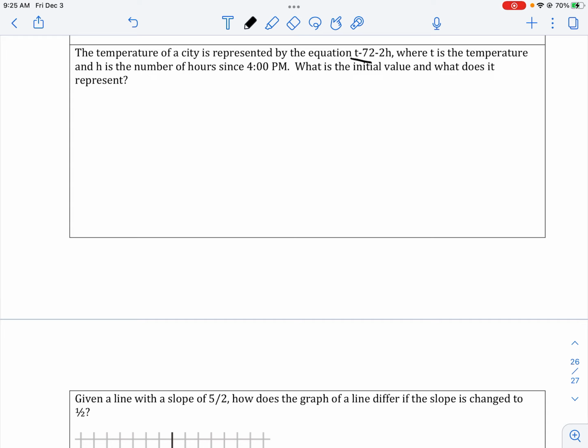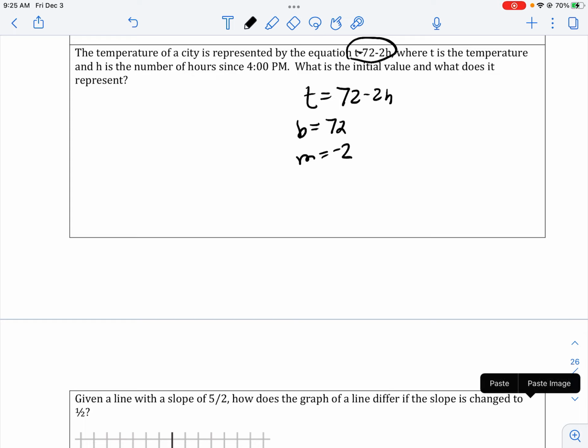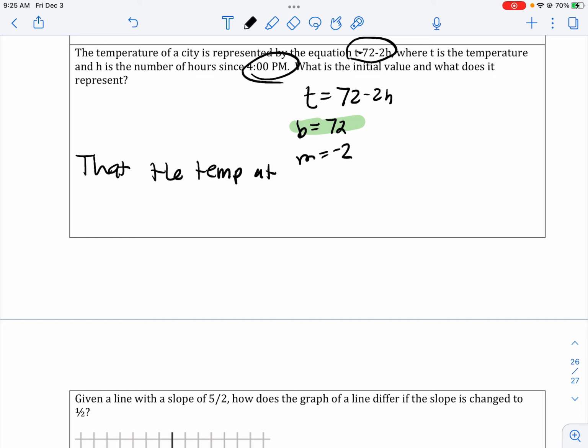So now we have this equation. Again, that equation should be T equals 72 minus 2H, where B is 72, M is -2. So what is the initial value? 72, and it means that the temp at 4 p.m. was 72 degrees.